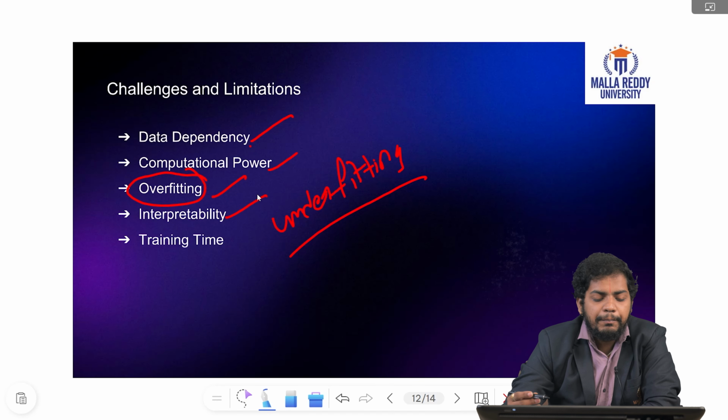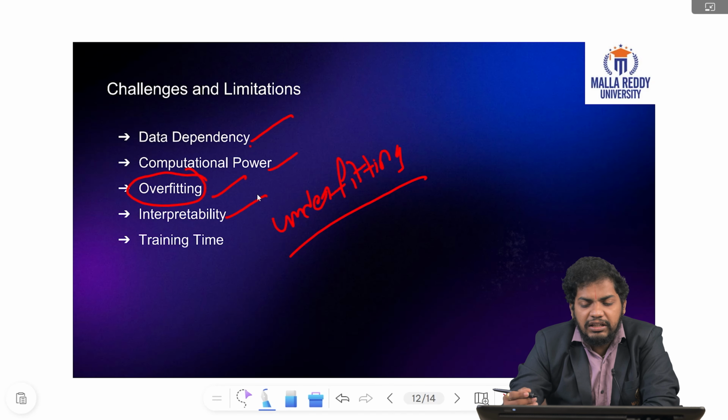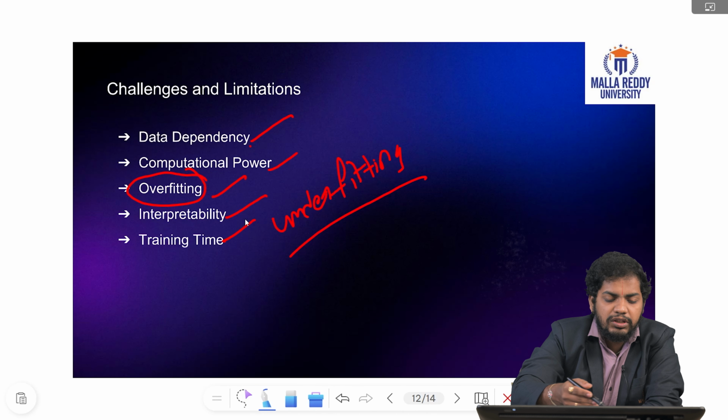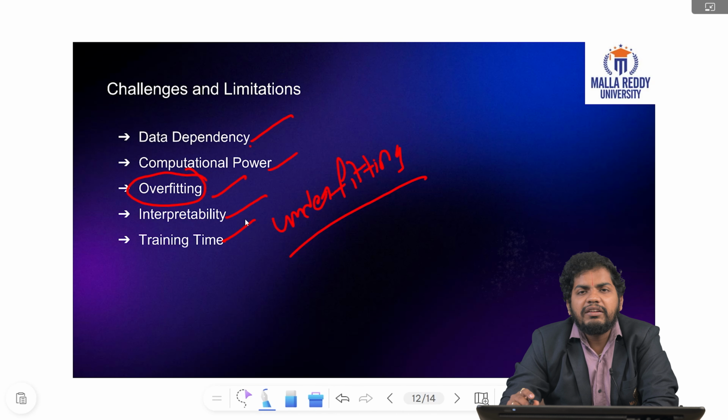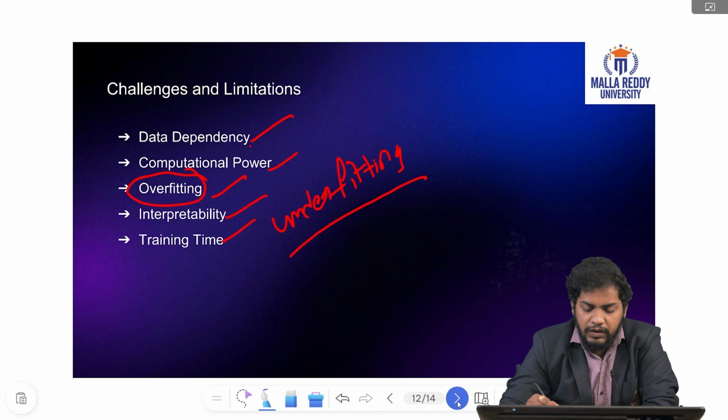Next, interpretability and training time are limitations for ANNs, where training time differs depending on the number of parameters and the training data.